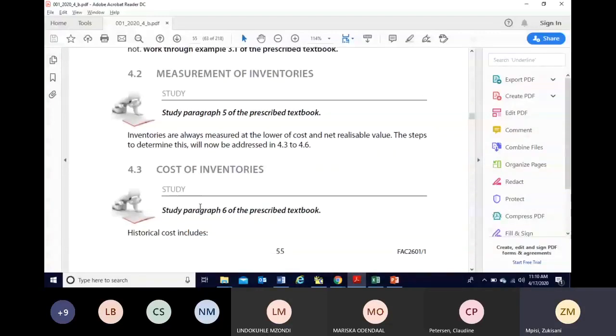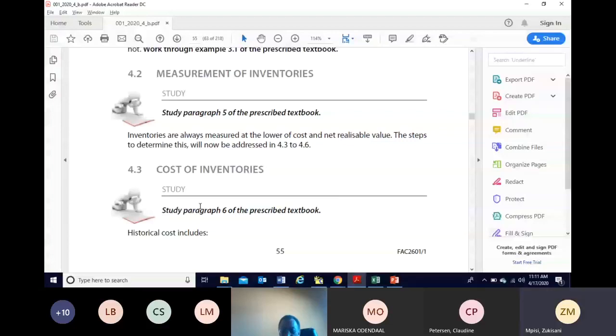Then the next thing that we look at is the measurement of inventory. What is important in terms of the measurement is that inventory is always measured at the lower of cost or net realizable value. So there are always two measurements of inventory that you'll find. It's either the cost or the net realizable value. We'll touch later on the net realizable value. And then you have to always be aware, when you are measuring your inventory in your disclosure, which one you must apply, either cost or net realizable value. But it is measured at the lower of cost or net realizable value.